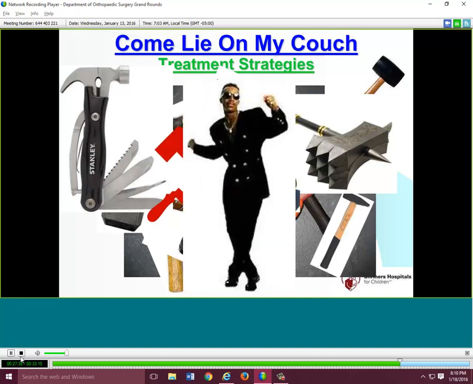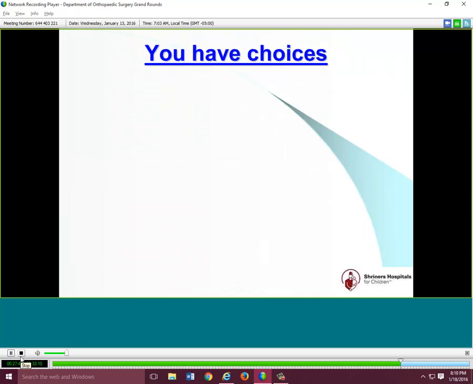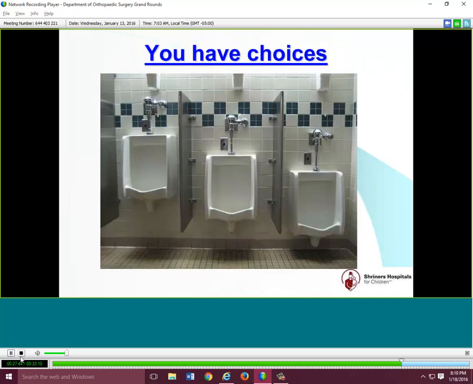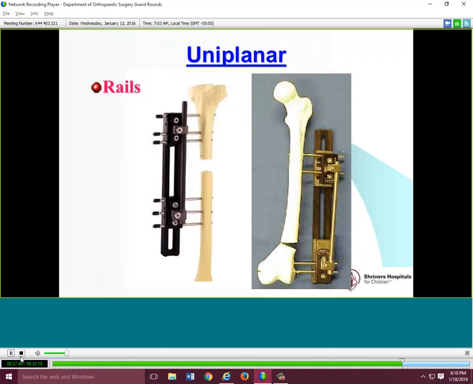Hopefully, I was hoping you guys would catch who that was. So you have choices. And we can go through some of these different choices. So we have our uniplanar external fixators.